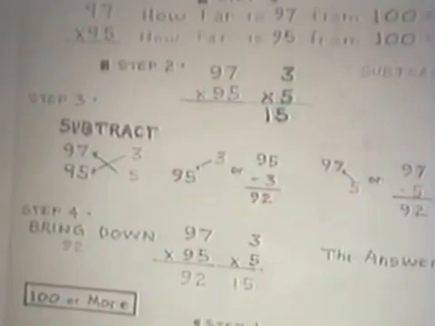Step 4, we bring down the 92. 5 times 3 is 15. The answer is 9,215. 95 times 97 is 9,215. That's how you do complementary multiplication for numbers at 99 or less. Now we're getting to numbers that are 100 or more.